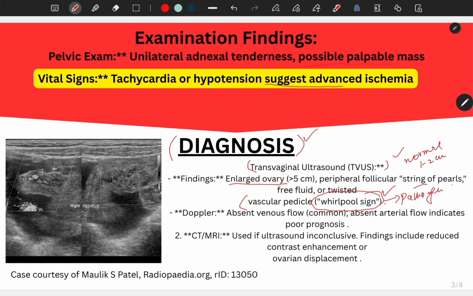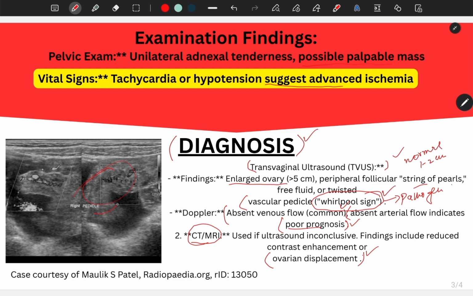In Doppler technique, we commonly notice absent venous flow. Absent arterial flow indicates poor prognosis. Firstly, we notice that venous flow is not present. Then if there is also obstruction in the arteries, in this case, we can say that the prognosis is poor. CT and MRI techniques are applied if ultrasound is not responsive. If it does not give any result, then we go for CT or MRI. Findings include reduced contrast enhancement or ovarian displacement.